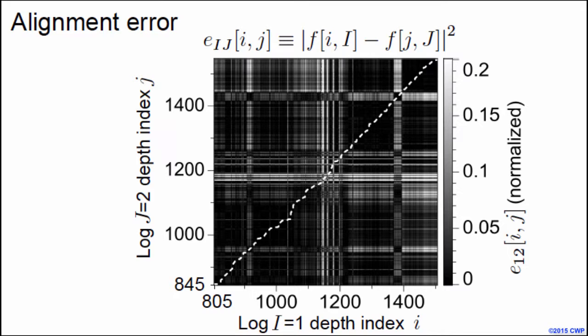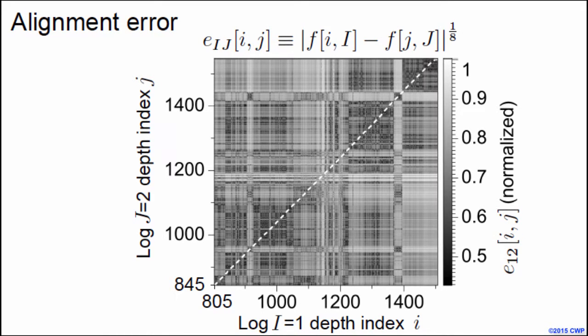Now, because we do not pre-process the logs to remove any large measurement errors, we choose to use a norm less than the L2 norm in order to reduce the effect of large measurement errors on the alignment. And for the 13 density logs I showed earlier, we found through experimentation that the L1/8 norm works best.